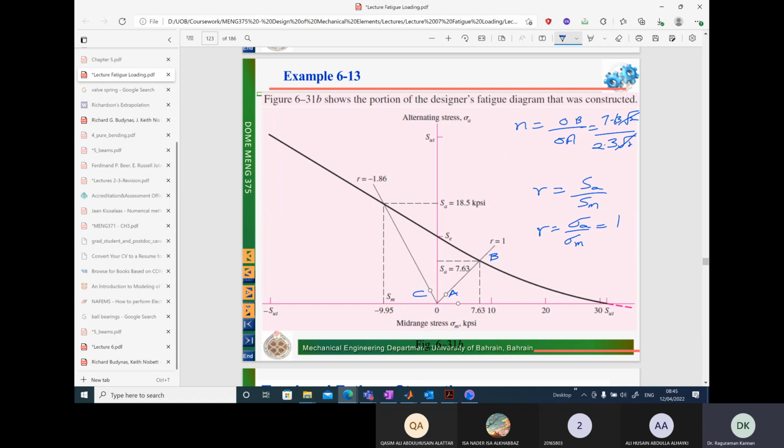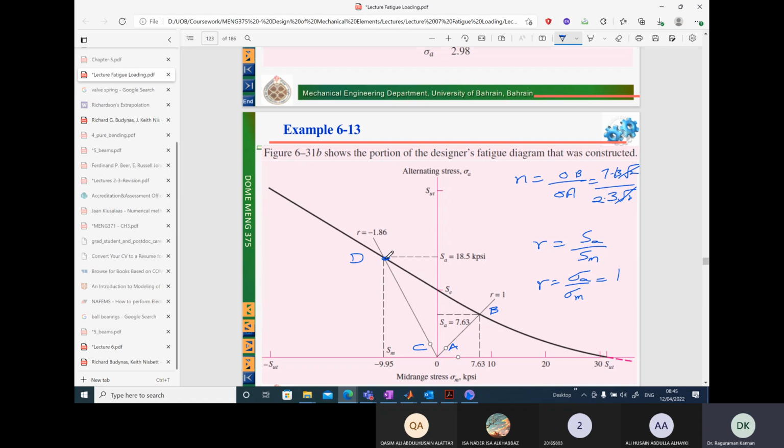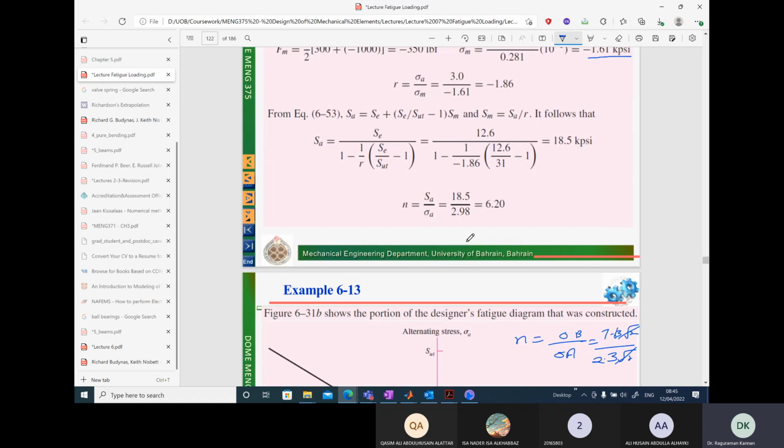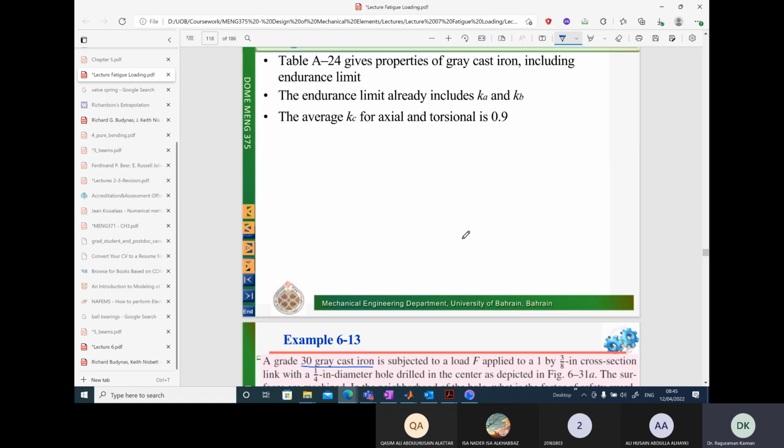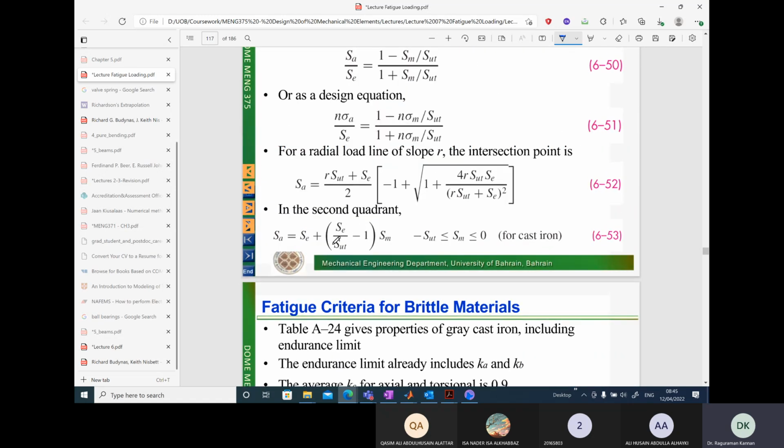We draw a radial line and it intersects the failure envelope here. Let's call this point D, and we use the same method to figure out whether failure occurs or not. We find the factor of safety OD over OC. Use the Pythagoras theorem. Okay, so before that we need to find the intersection point D. In the second coordinate we are given the intersection point. This is the formula to be used, especially when the mean stress is less than 0. So just substitute all these values and figure it out.